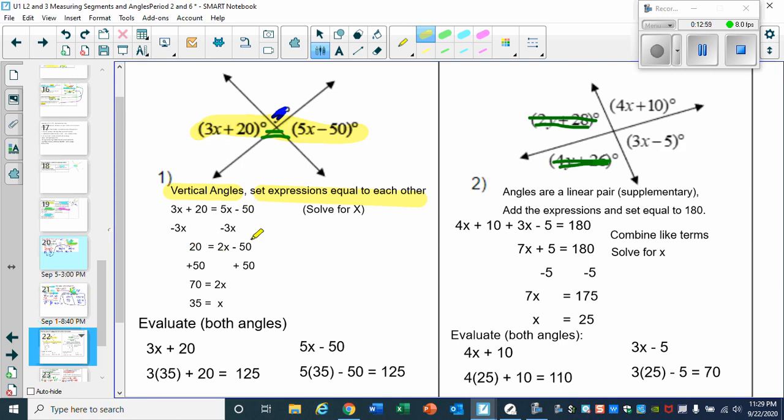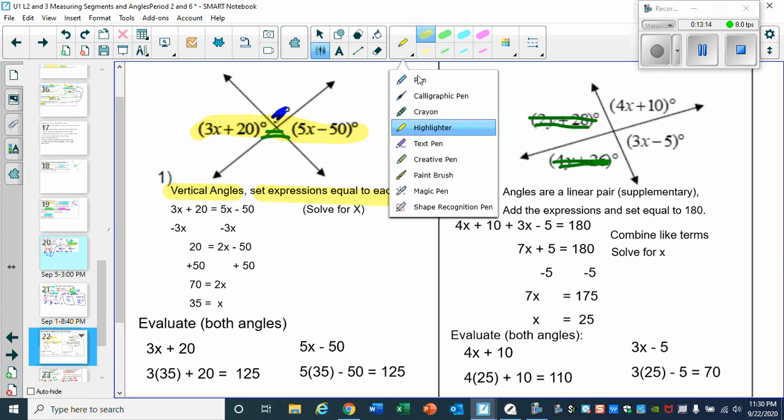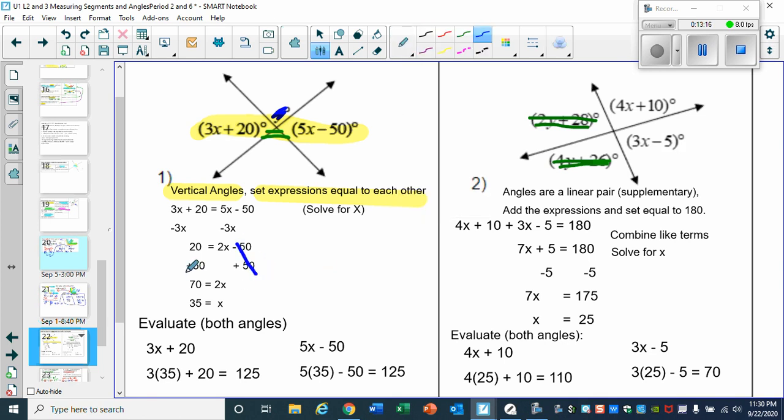Try to keep your terms in the same line, in a column going down. Next, add 50 to both sides because the goal is to get x by itself. That's the goal. Of course, these 50s go away, positive and negative 50, and you're left with 20 plus 50, 70. 70 equals 2x. We have to divide both sides by 2. 70 divided by 2 is 35. 35 equals x. And now you evaluate, substitute.